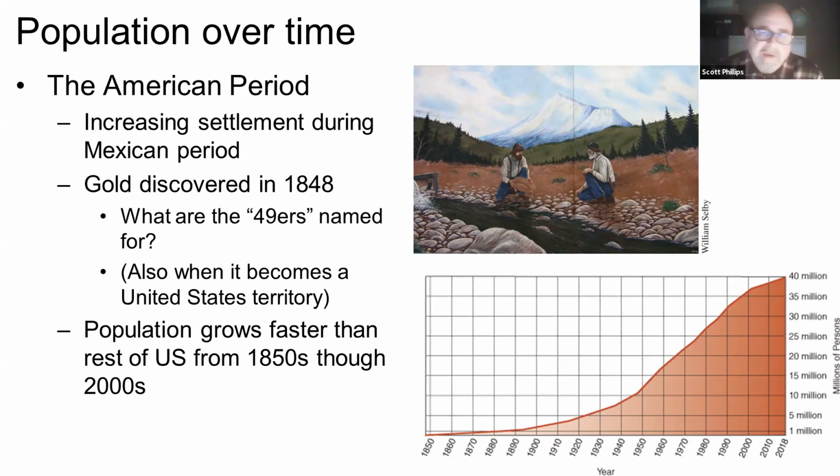So if you hear the name 49ers, they're named for the year 1849, the year after gold was discovered, when you had this massive influx of people into California.